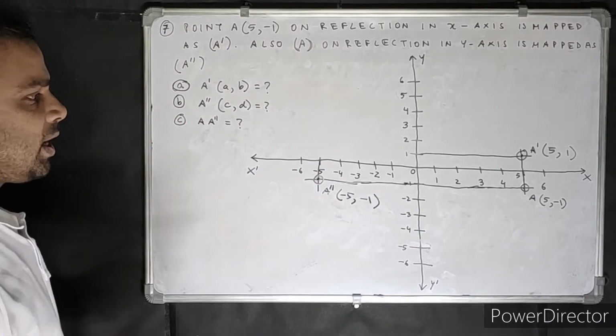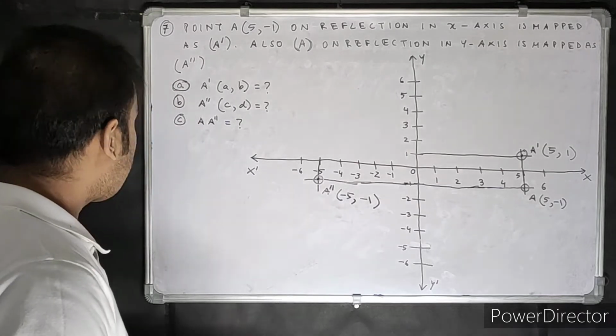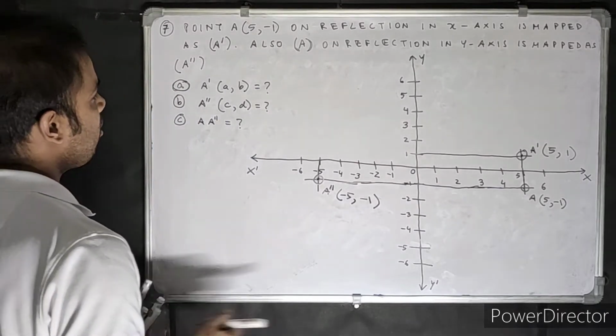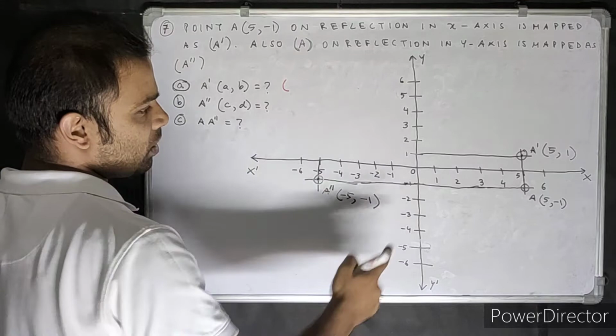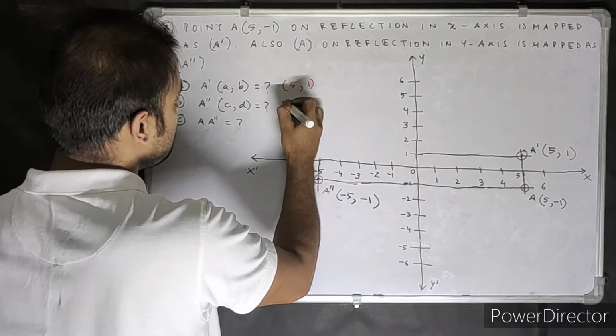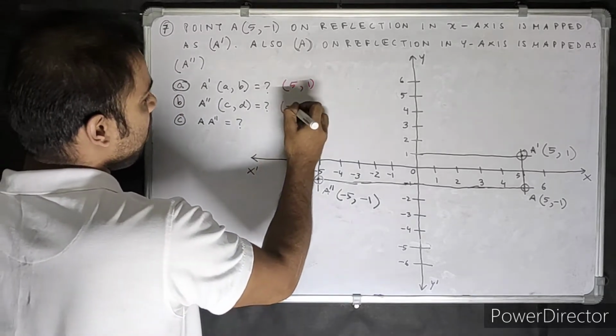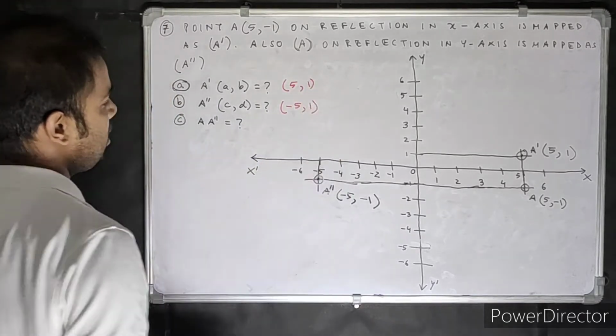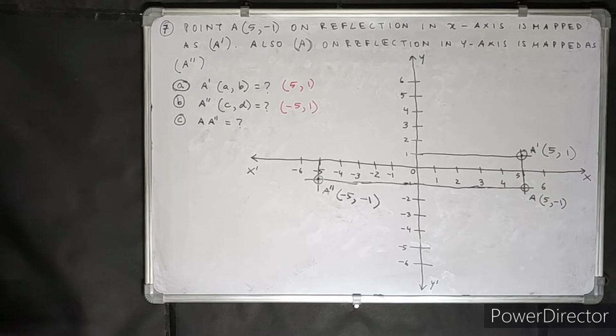Okay, that's your A double dash coordinate. Now let's write these answers. So the answer of A dash is what? Over there, 5, 1. The answer is -5, 1. Now you have to find the distance between A and A double dash.